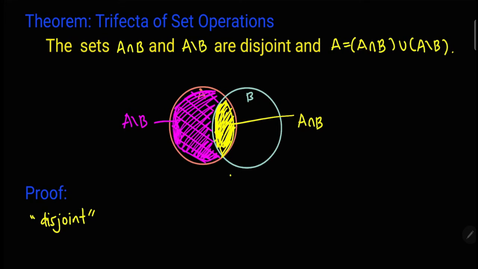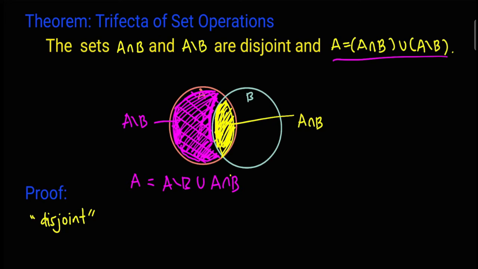So looking at the set, we can easily or intuitively see that A intersection B, together with A except B, those two actually form the set A. Right? So we have the following theorem. A intersection B and A except B together form set A.